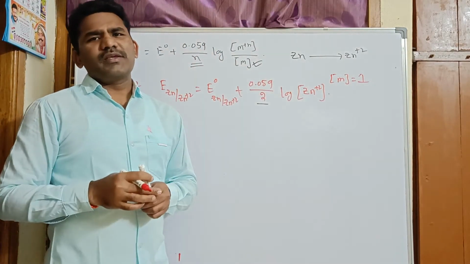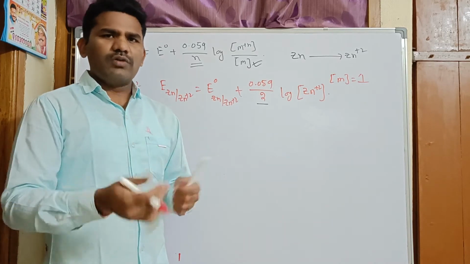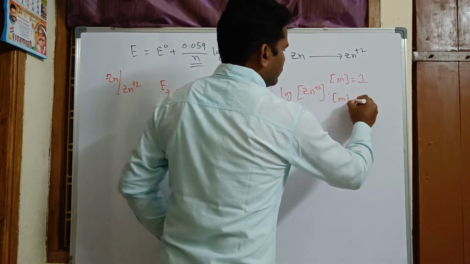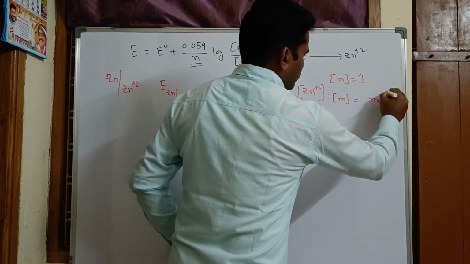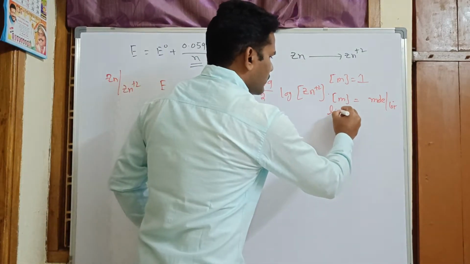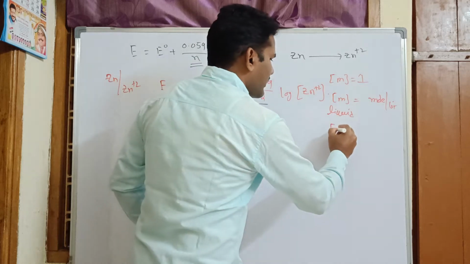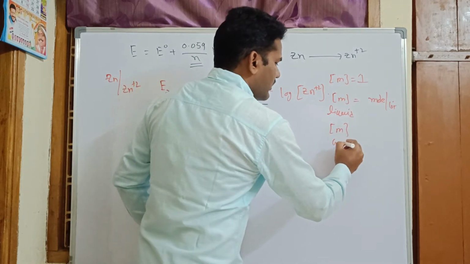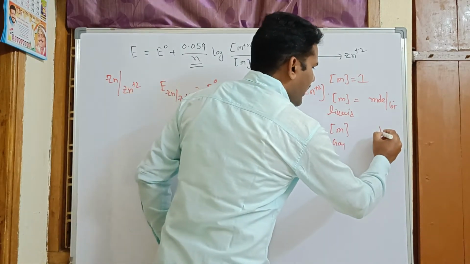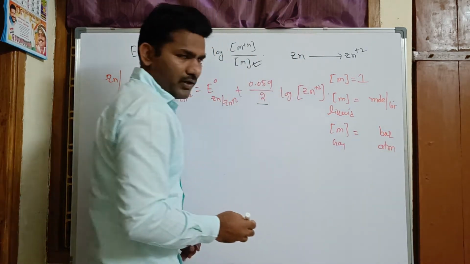Whenever the electrode is present in the liquid state, of course, we consider its concentration and express it in terms of moles per liter. When the electrode is present in the gaseous state, then we express its quantity in terms of either bars or atmospheres.